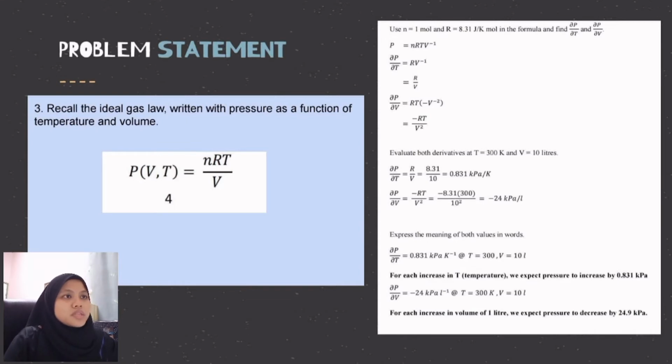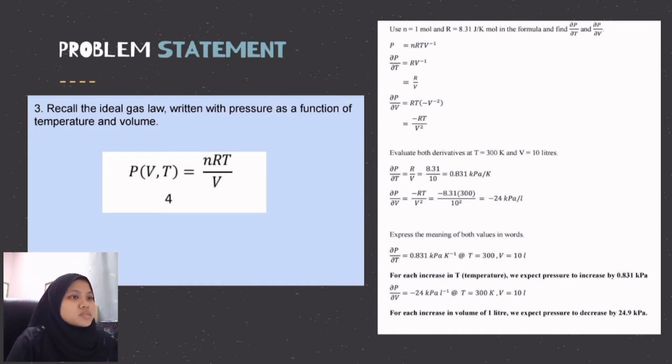To find dP/dT, we just ignore the V and derive the T, and then we get R over V. For dP/dV, we derive the V and ignore the T, temperature, and then we get negative RT over V to the power of 2. Then we can evaluate both derivatives at temperature 300 Kelvin and volume 10 liters.